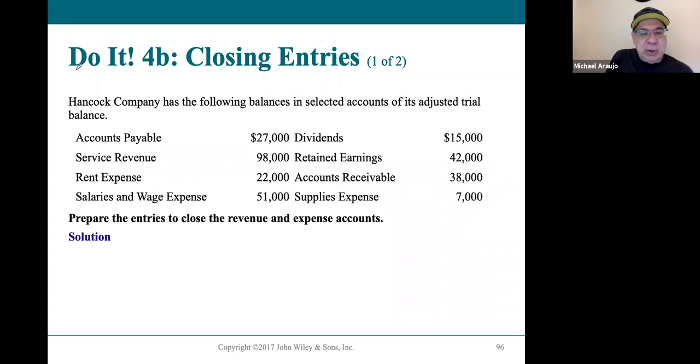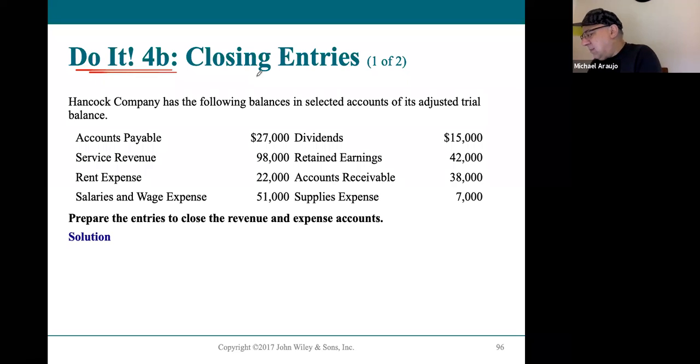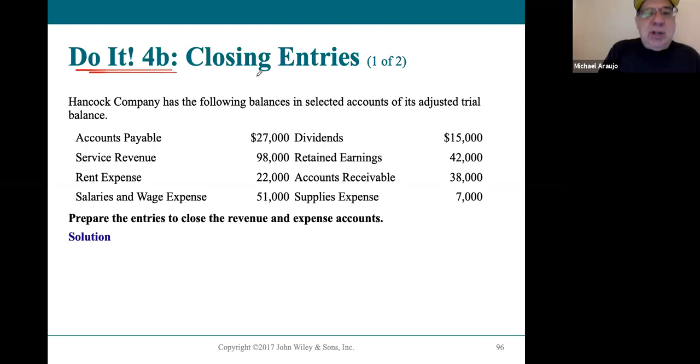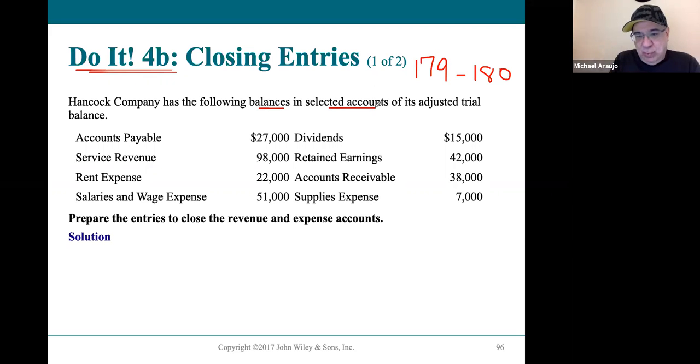Let's go ahead and look at the Do It exercise 4B, which basically summarizes what I just explained to you in closing entries. This is on page 179, and it goes over onto page 180 in your textbook as well. So Hancock Company has the following balances in selected accounts. They just put a whole bunch of accounts there on its adjusted trial balance. And you need to prepare the entry to close the revenue and expense accounts.